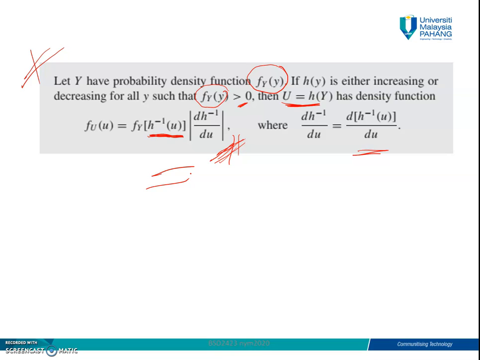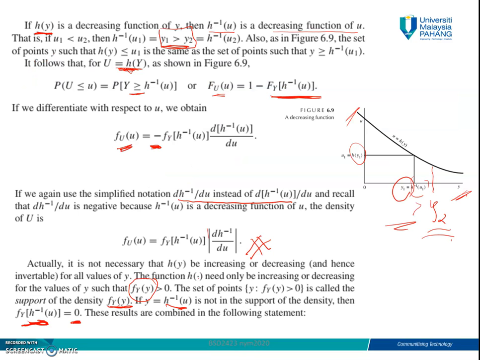So basically it's similar to the previous one. Okay, but in this case, you must understand it's decreasing. So in order for you to find the probability, either you use this one or like this.